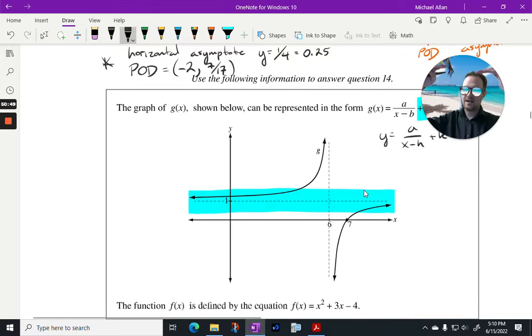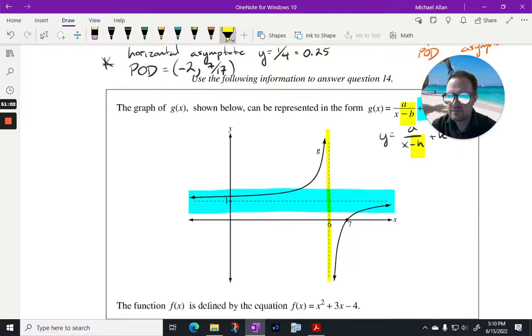So I'm going to move the graph up 1 unit. That's going to be my horizontal asymptote. And then my other asymptote, this one here, that's my H value, or my B value, I should say. So those two things there, they're my H and my K. So I can write my equation out so far where I have A, which we don't know yet, but I do know that this is going to be minus 6 because it's moved to the right 6 units, and then up 1 unit. So that's what we have so far.